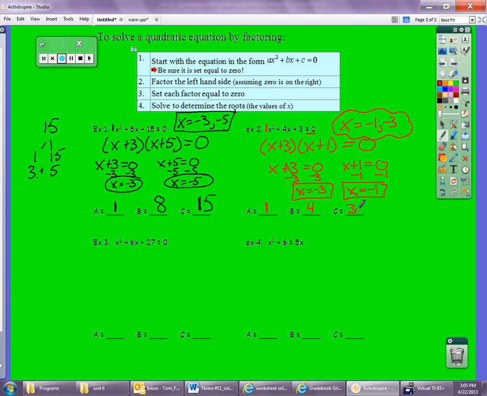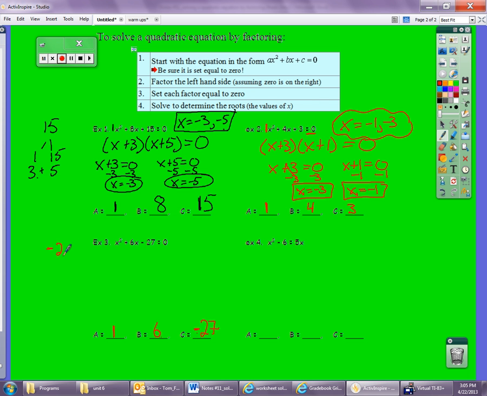Moving on to number 3. We have x squared plus 6x minus 27 equals 0. So I can label a, b, and c. A is 1, b is 6, and then c is going to be negative 27, and it equals 0. So now we want factors of negative 27 that give us 6.